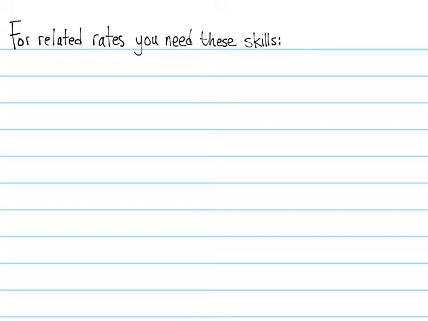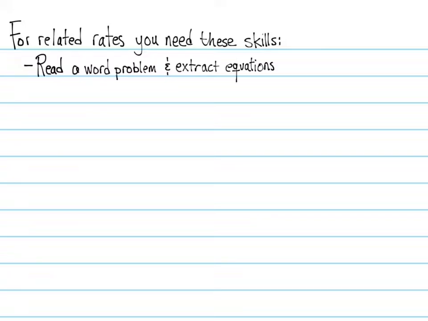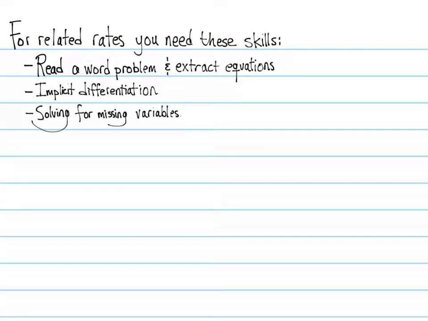So what you need to be able to do in order to do related rates is the following. You need to know how to read a word problem, and from it write some equations. You need to know how to differentiate things implicitly, and you need to know how to solve for missing variables.